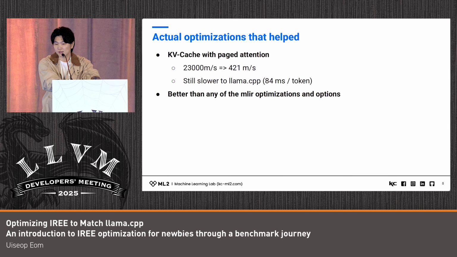As a conclusion, at the end, none of the MLIR optimizations that I worked on really helped to reduce the inference time, except working on the inference code instead of the MLIR compilation. The KV cache with paged attention really helped, and it reduced the token time from 23 seconds per token to 421 milliseconds per token.